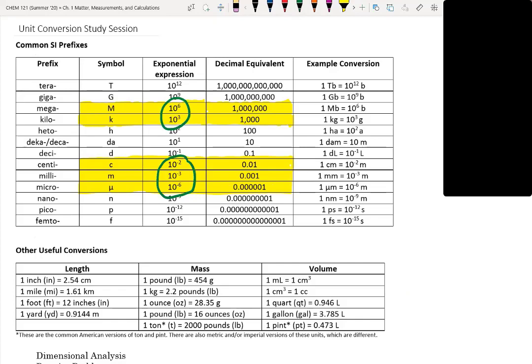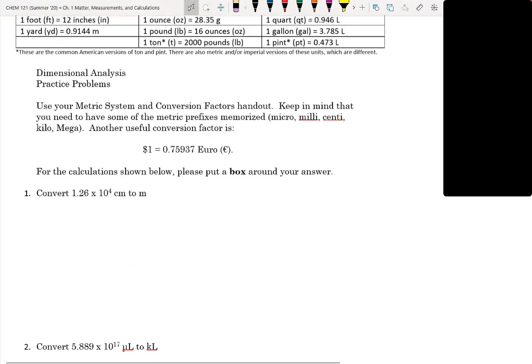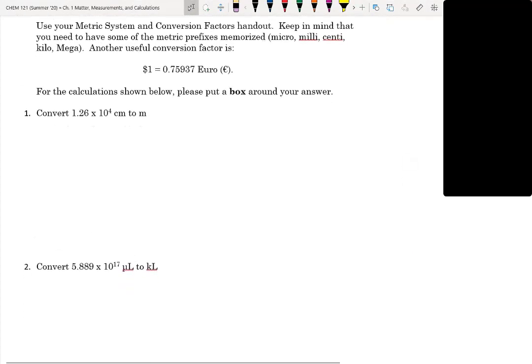So let's go ahead and do some practice. And let's go down to this worksheet that I pulled over. So we're going to use our conversion units to convert all of these values as shown. So let's do the first one. And I always like to start out with what we know, which in this case, the value that we're given is 1.26 times 10 to the 4. So I'm just going to go ahead and write that down here. So 1.26 times 10 to the 4th centimeters.